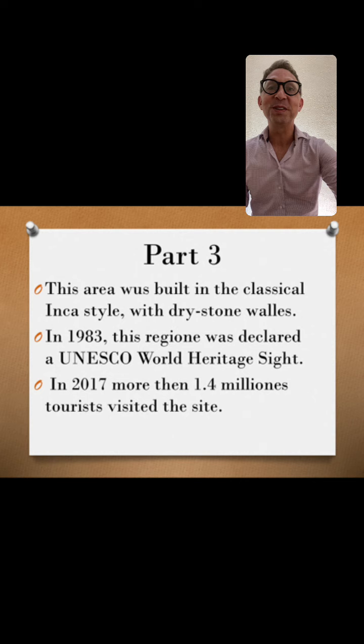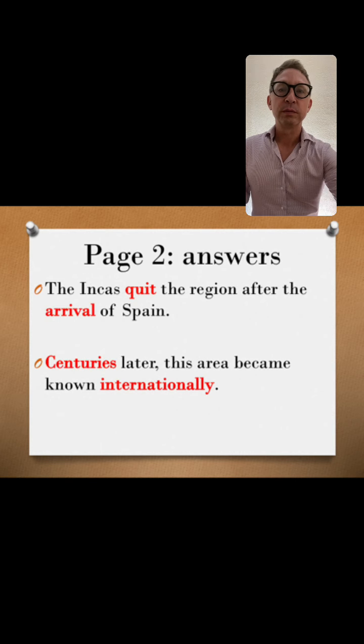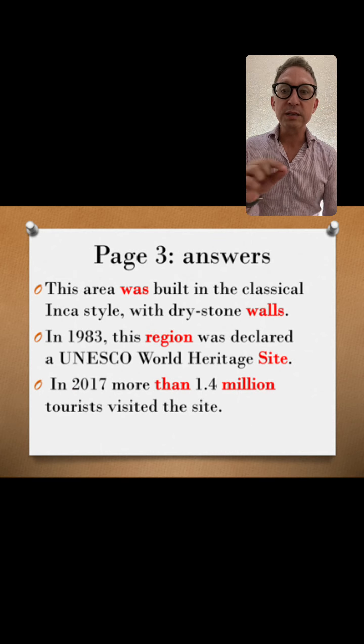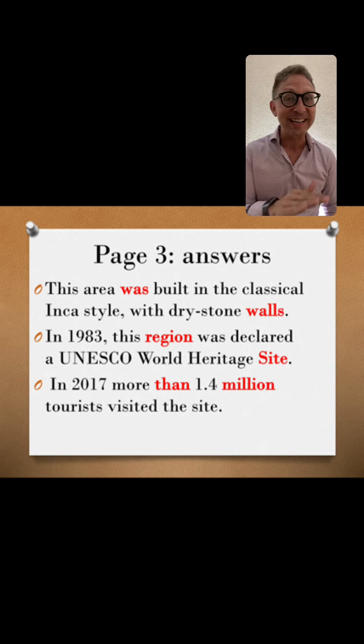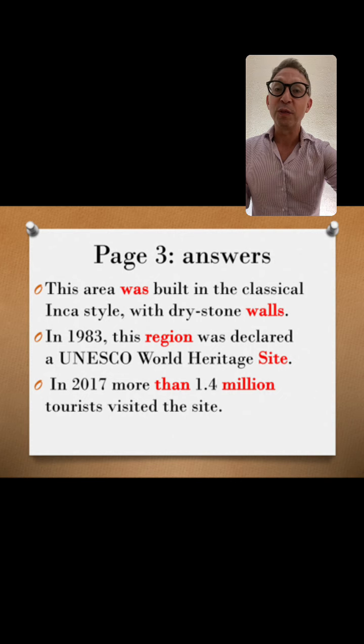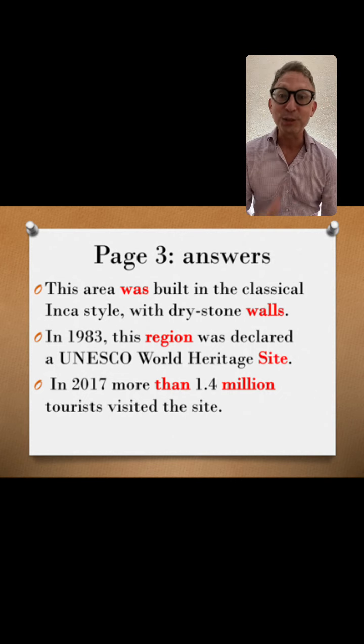All right, I'm going to move to the answers, so here we go. Here are the answers to page 3. Uh-oh, that's the wrong page. That's the previous page. Let's look at page 3. Here we go. This area was built in the classical Inca style with dry stone walls, S at the end. In 1983, this region, without an E, and the World Heritage Site, might be tricky, that one. In 2017, more than 1.4 million. Now this is the tricky one, million. It's actually not ES, it's not even S, it's million, and that's also a grammar issue. So million tourists. So those last 3 might have been difficult.